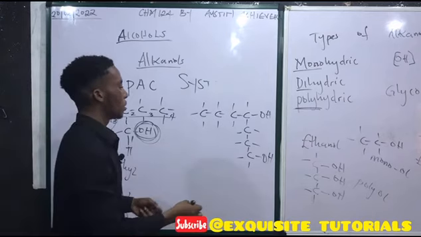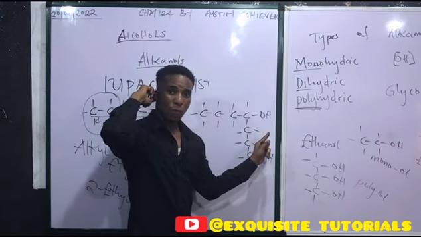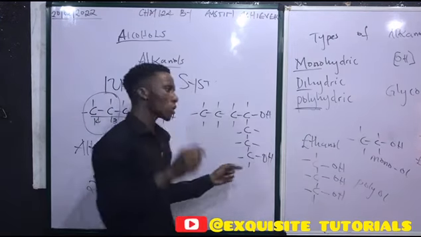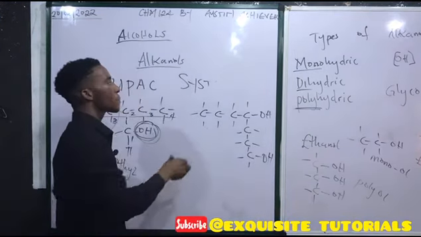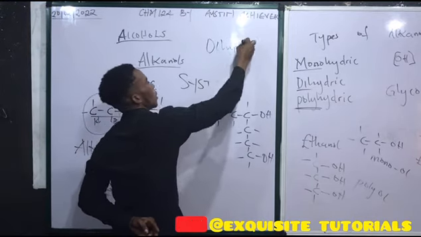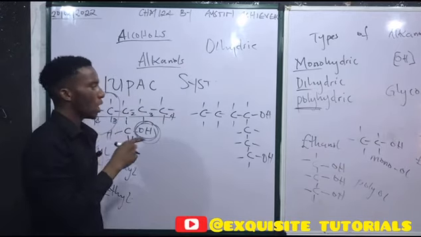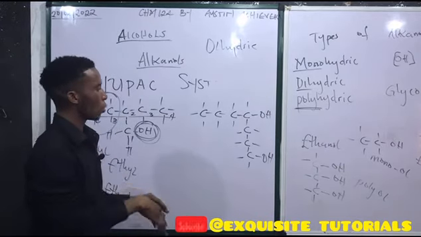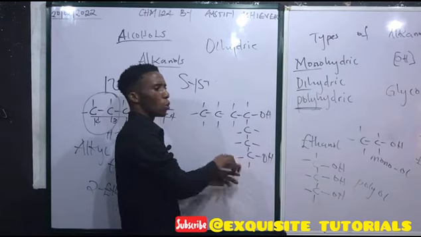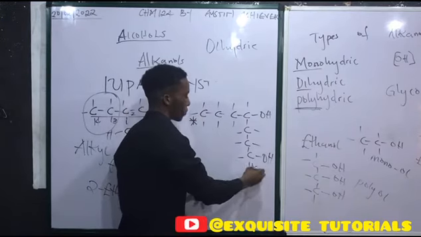Ladies and gentlemen, we are having 2 hydroxy groups. What does that tell me? I am seeing a dihydric alkanol. Where should I start from? Should I start from here or should I start from here?